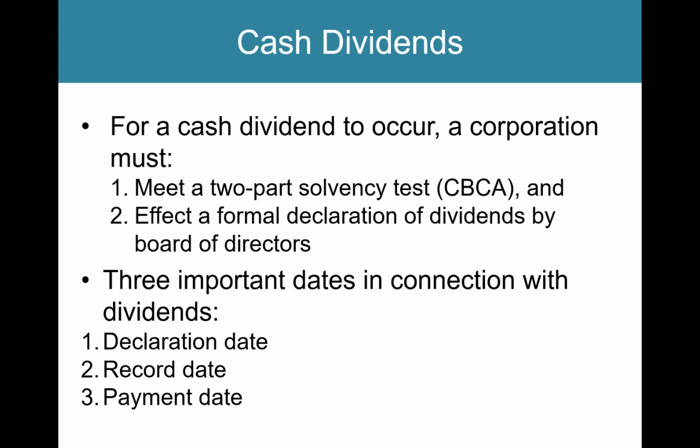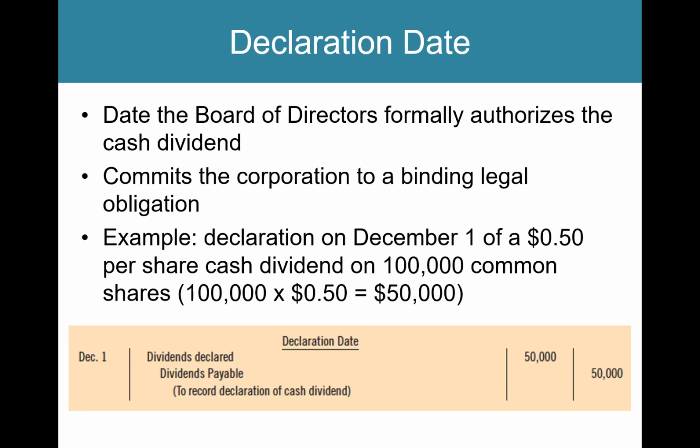Now, for a cash dividend to occur, a corporation must meet a two-part solvency test and have a declaration of dividends by the board of directors. And there are three really important dates you need to be aware of. There's the declaration date, the record date, and then the payment date. On the declaration date, and this is the date the board of directors formally authorizes the dividend and formally commits the corporation to a binding legal obligation, this is what you need to do.